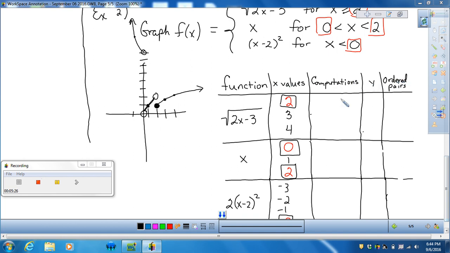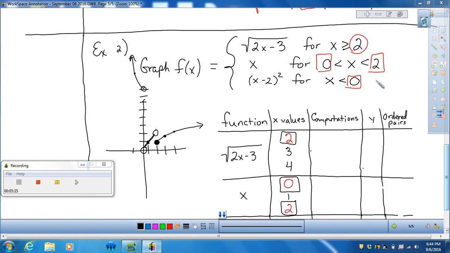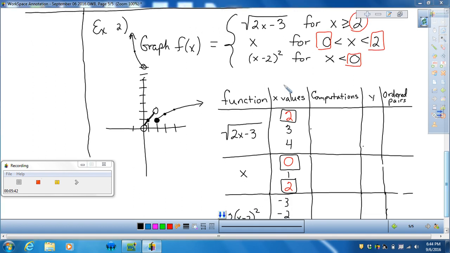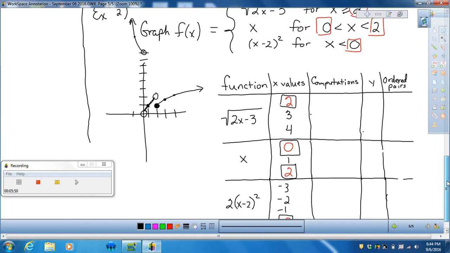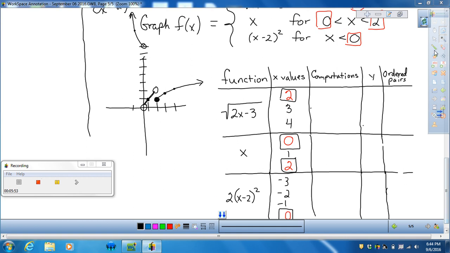For square root of 2x minus 3, our domain is numbers that are bigger than or equal to 2, so I chose 2, 3, and 4. For x, our values are between 0 and 2, so I chose 0, 1, and 2. And then for the last one, x minus 2 squared, a little typo here. For x is less than 0, I chose values -3, -2, -1, and 0.